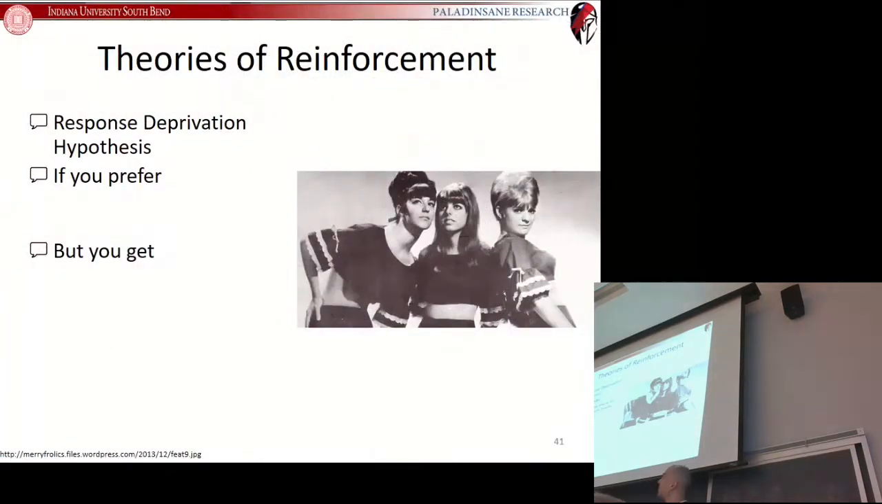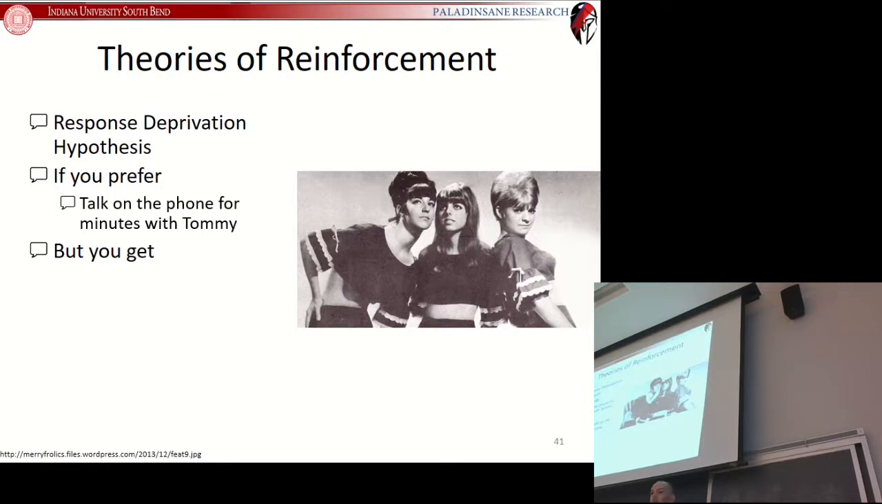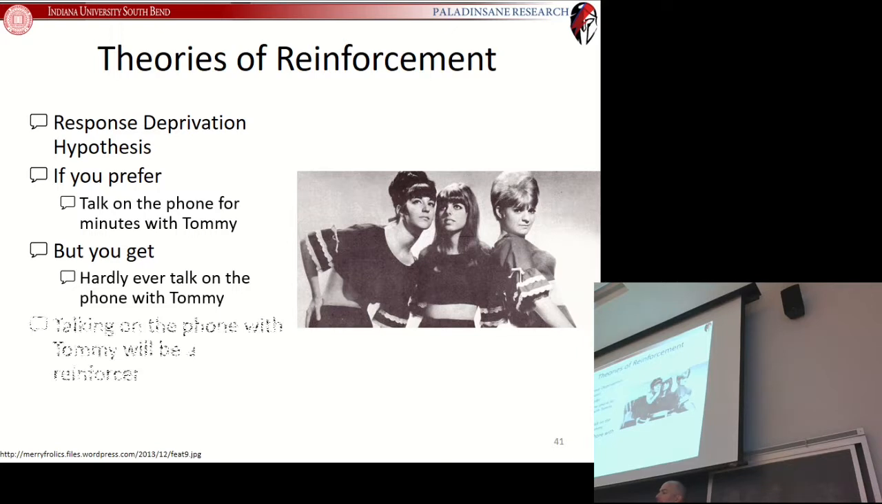So why did that occur? Well, again, her preferences have not changed. She would like to talk on the phone for minutes with Tommy, right? Her preferred level of talking with Tommy, let's say, has not changed. But now, instead of getting hours, she hardly ever gets to talk to Tommy. So now, this is her level. She wants minutes. Now she's getting hardly ever. Her preferred level has been restricted, and it has fallen below this preferred level. What that means is that talking on the phone with Tommy is now a reinforcer.